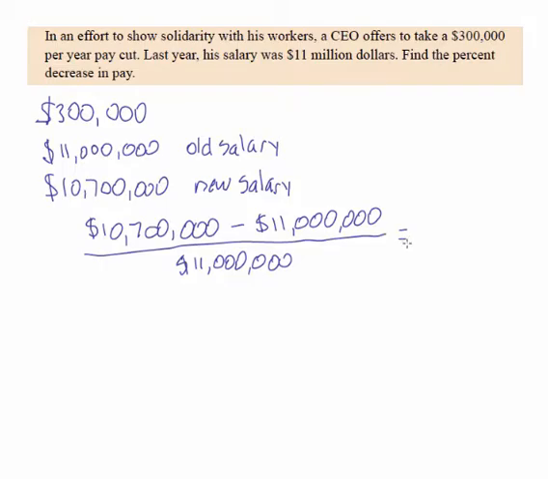And we pull out a calculator and perform this computation. And what we find is the result is, what is the result? It is negative, which is good because we're supposed to be finding a percent decrease, 0.0272727, and it's a repeating decimal. So if we write that in percent form by moving the decimal 2 places to the right, we find that the percent decrease is about 2.7%.